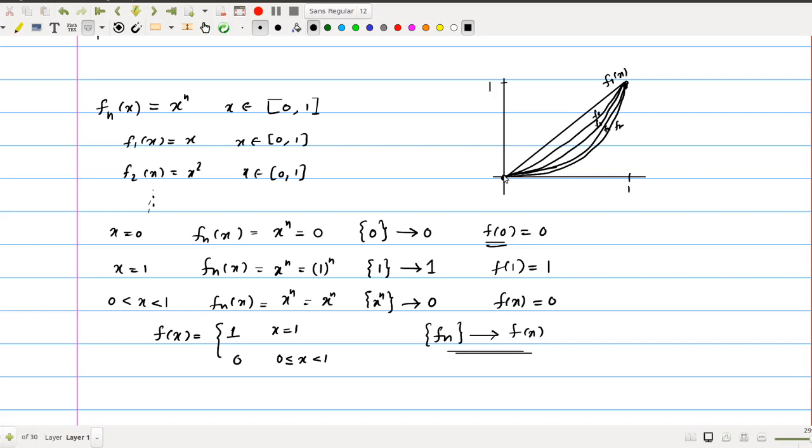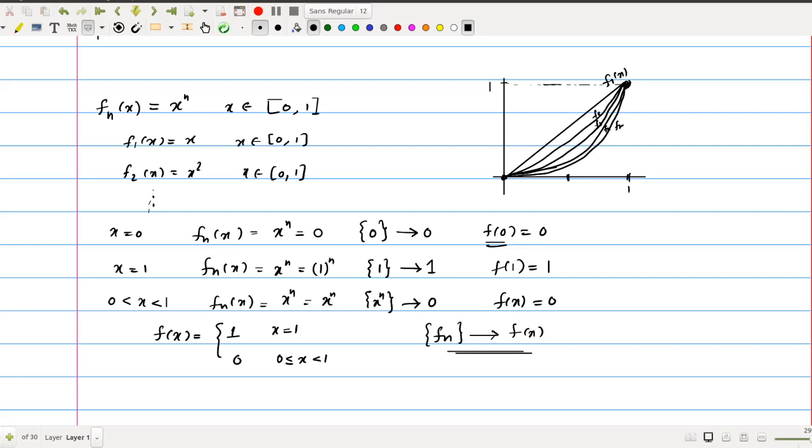If you choose 0, then f1 of 0, f2 of 0, f3 of 0, everything is 0. So the sequence is the 0 sequence, which converges to 0. If you consider 1, then f1 of 1 is 1, f2 of 1 is 1, and so on. Everything is 1, so that sequence converges to 1 itself.